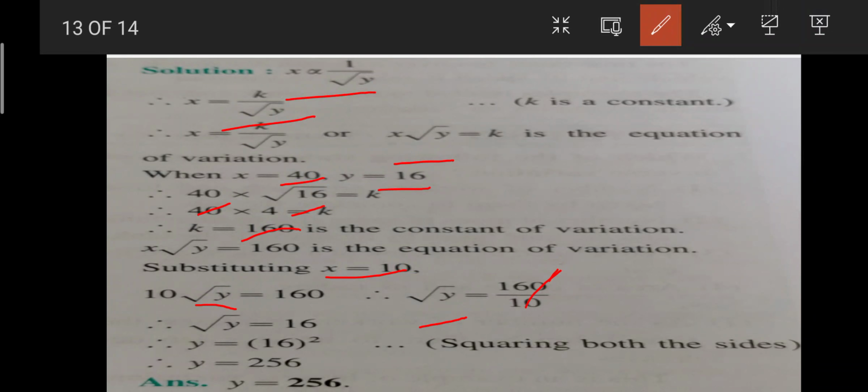Now y is in the form of a square root, so we have to remove the square root. We are going to square on the other side. So 16 squared, 16 into 16, gives us 256. So the value of y is 256. Students, as shown on your screen, the solution you have to copy in your book and maintain your book.